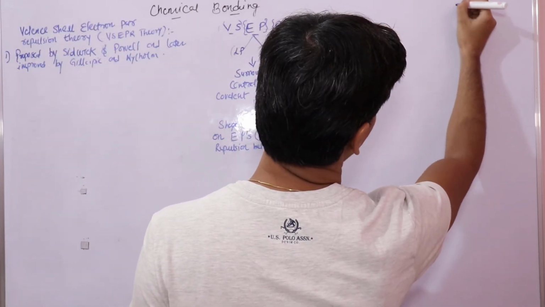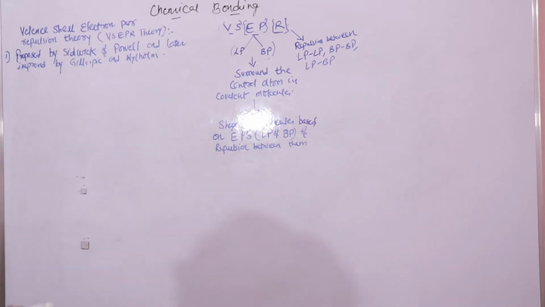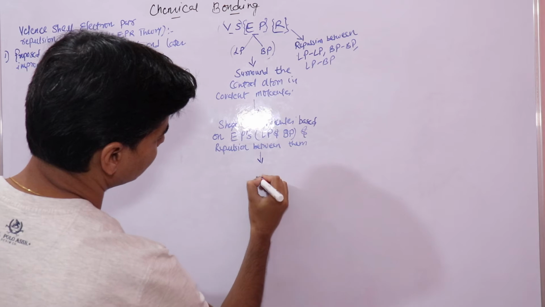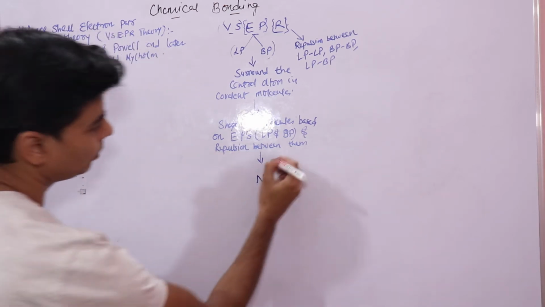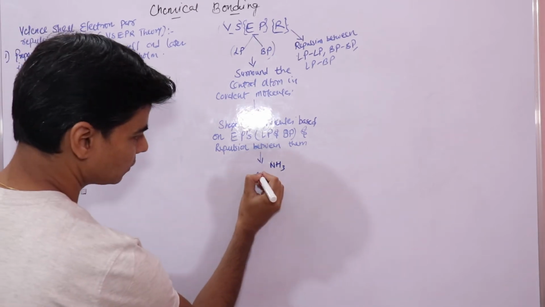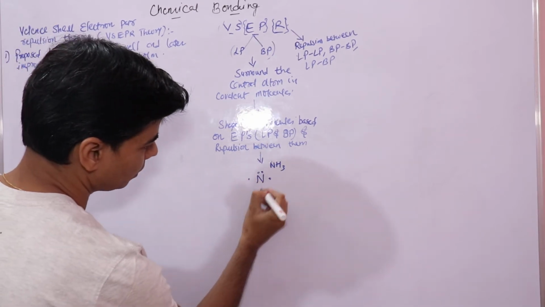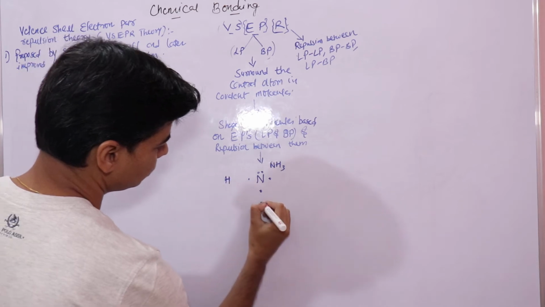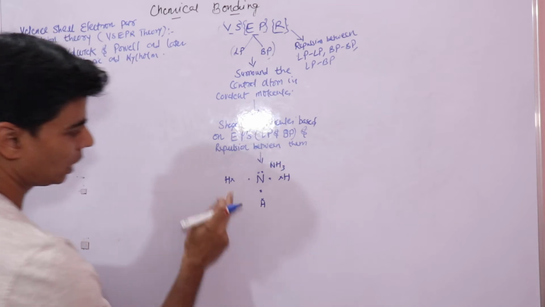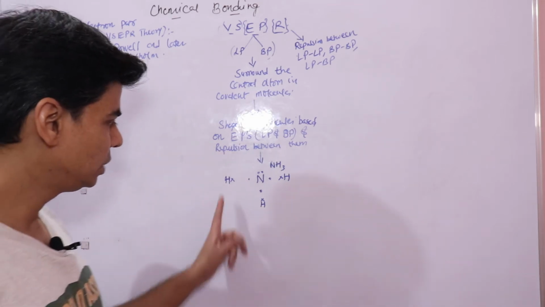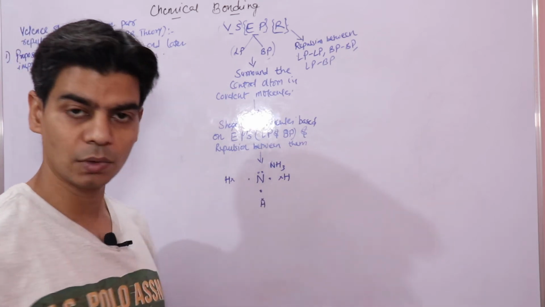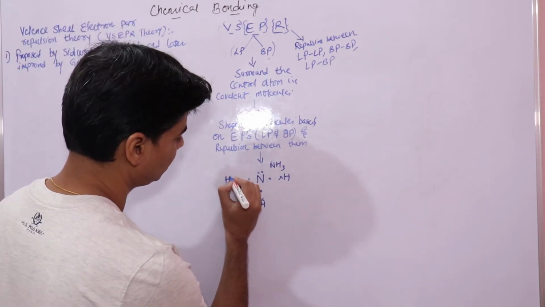Let me draw here. If this is your nitrogen, we are taking the example of the ammonia molecule. Nitrogen has 5 electrons in its outermost shell. This is hydrogen. Hydrogen has 1 electron in its outermost shell. Each of the hydrogen atoms will try to acquire 2 electrons in the outermost shell, whereas nitrogen will try to acquire 8 electrons in the outermost shell. It's like this.